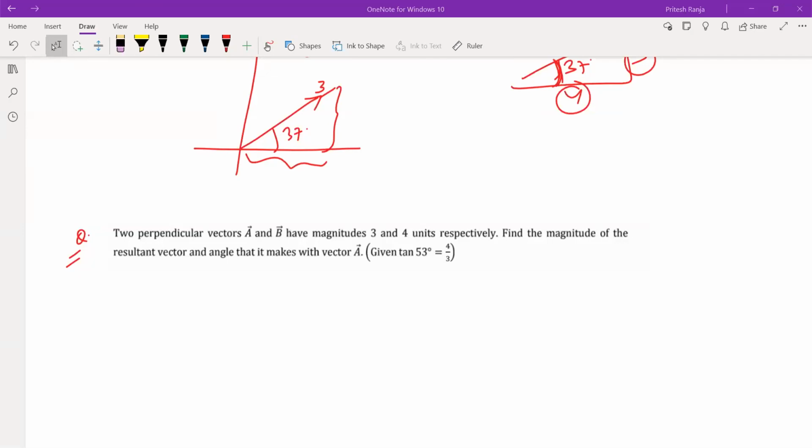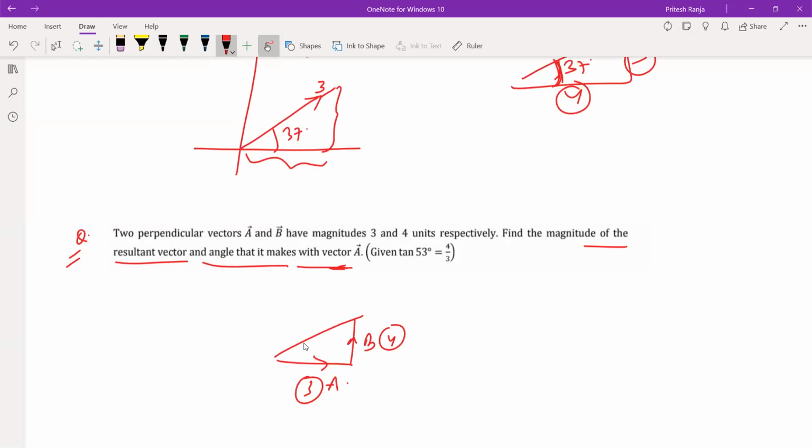So here answer will be 5. Very simple. Two perpendicular vectors are given, having magnitudes 3 and 4 respectively. Find the magnitude of the resultant vector and angle that it makes with the vector A. So A vector is taken here with magnitude 3, B vector is taken here with magnitude 4, and to find out the angle with vector A, here tan theta will be 4/3. So the angle will be 53 degrees.